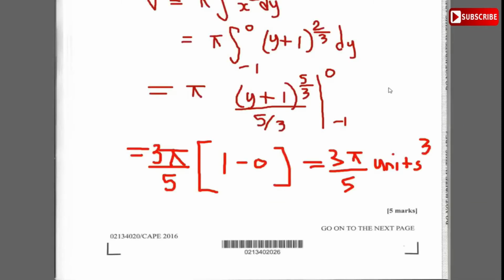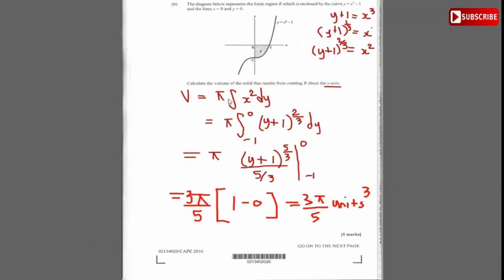Okay. Part C. So just to let you have a look again at this question. Volume is pi times integral of x squared dy. And volume about y-axis, we're going from -1 to 0. That's volume around y-axis, -1 to 0 of x squared. X squared is y plus 1 to the 2/3 dy. So we can do this. Okay, let's do this question now.